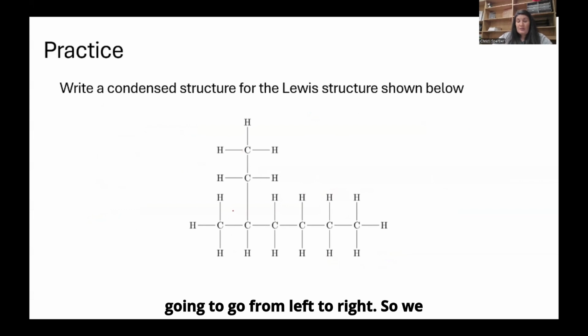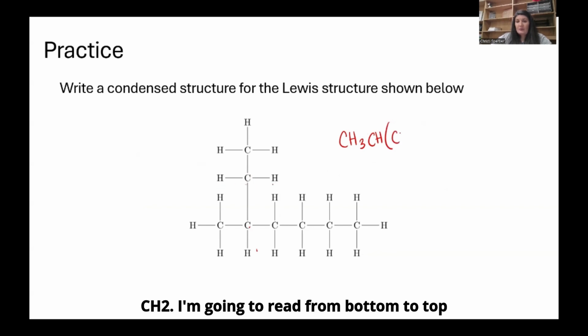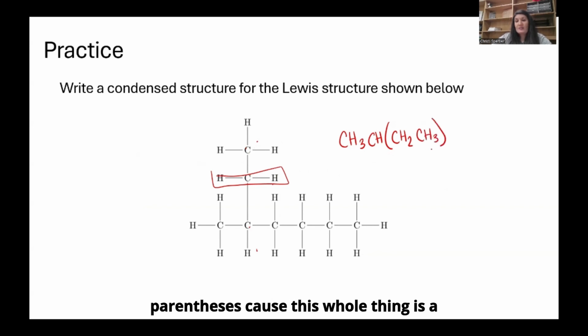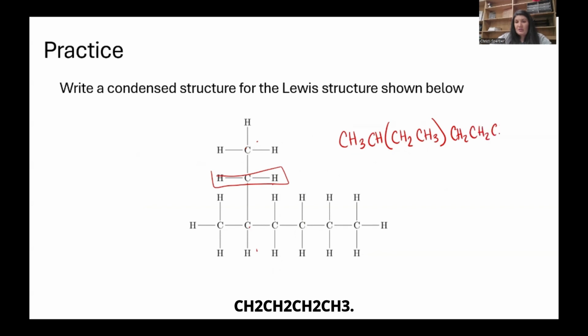So first what I'm going to do is I'm going to go from left to right. So we have a CH3, and then I have a CH. I have a branch. I'm going to put it in parentheses. In my branch, I have a CH2. I'm going to read from bottom to top. And then I have, so this is my CH2. And then I have a CH3. So CH3. All of that is in parentheses because this whole thing is a branch. And then I have CH2, CH2, CH2, CH3. So there's 3 CH2s in there and a CH3.